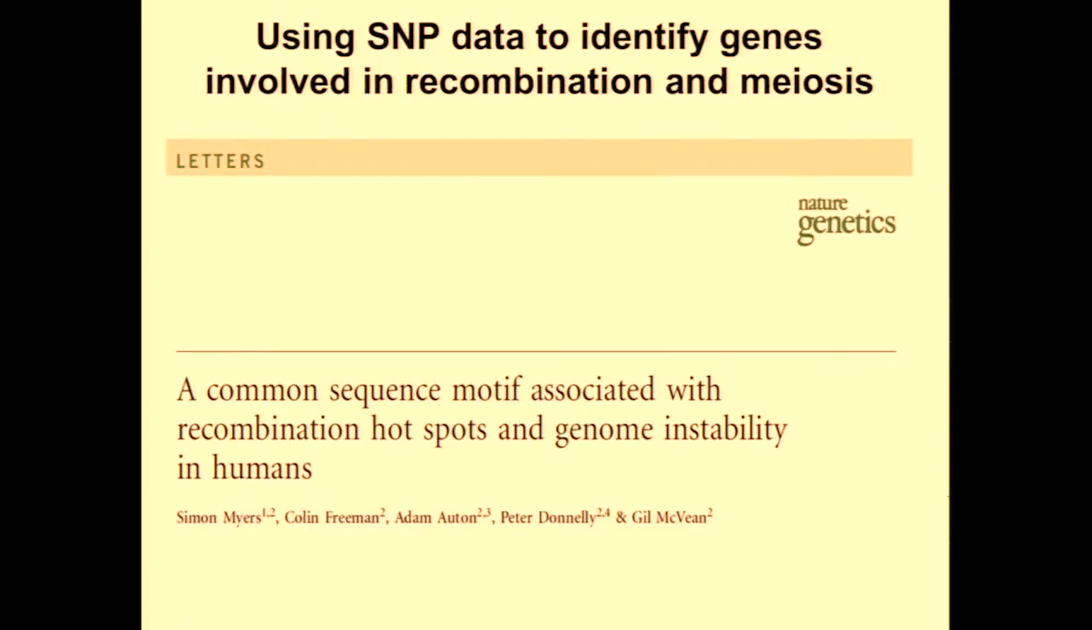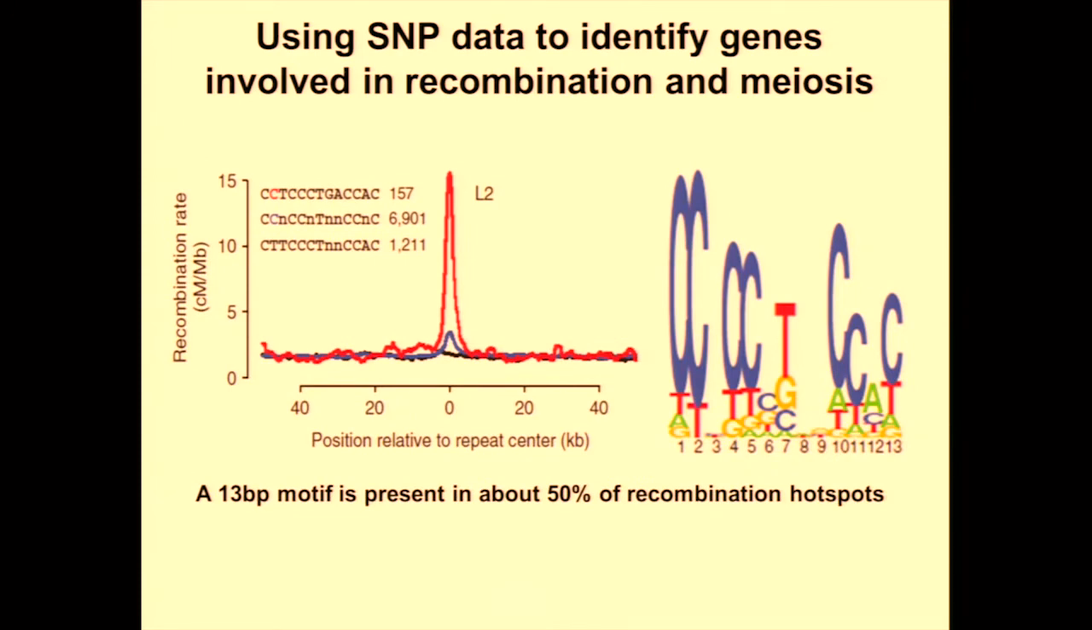And yeah, you can do other interesting things with SNP data too. This is actually an interesting story. This was a paper that looked at recombination hotspots and said, okay, we can map recombination hotspots from SNP data. Is there some common feature of the DNA sequence of these hotspots? They took all of the hotspots in the genome, did a multiple sequence alignment, a motif search, and identified a 13 base pair consensus motif that was massively enriched towards the center of recombination hotspots. It's present in about half of all recombination hotspots in the human genome. Presumably this is a binding site for some protein that's important in initiating or carrying out recombination in some way.